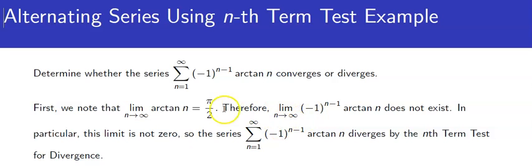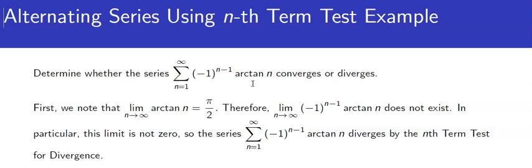The other part is, if I take the limit of inverse tangent as n goes to infinity, as I mentioned just a minute ago, we're going to have a horizontal asymptote of pi over 2, not 0. So that limit is pi over 2. So if we stick the alternating part in here, the limit of the terms doesn't even go to 0. That limit does not exist. So since the limit of the terms doesn't even go to 0, the original series must diverge by the nth term test for divergence.